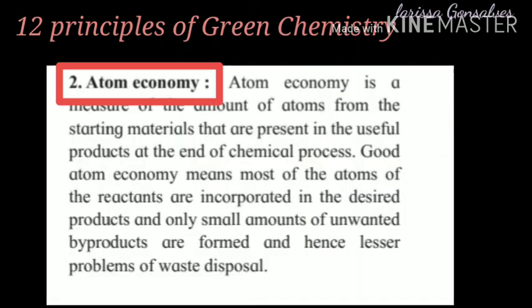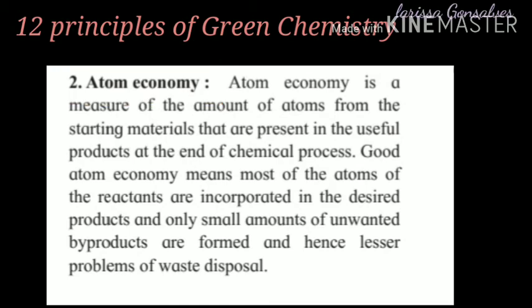Second principle is atom economy. Atom economy is the measure of amount of atoms from the starting materials that are present in the useful products at the end of a chemical process. So basically, atom economy gives us the information about number of atoms which were present as the starting material, that is in the form of reactants, and the number of atoms produced in the product.